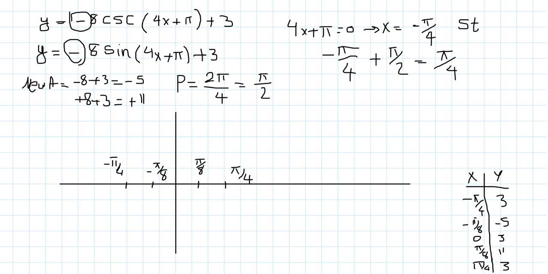Let's draw by yellow. Suppose that here is 3, here is 11, and here is minus 5. Minus pi over 4 and 3, minus pi over 8 and minus 5, 0 and 3, pi over 8 and 11, pi over 4 and 3. Now I can connect these.